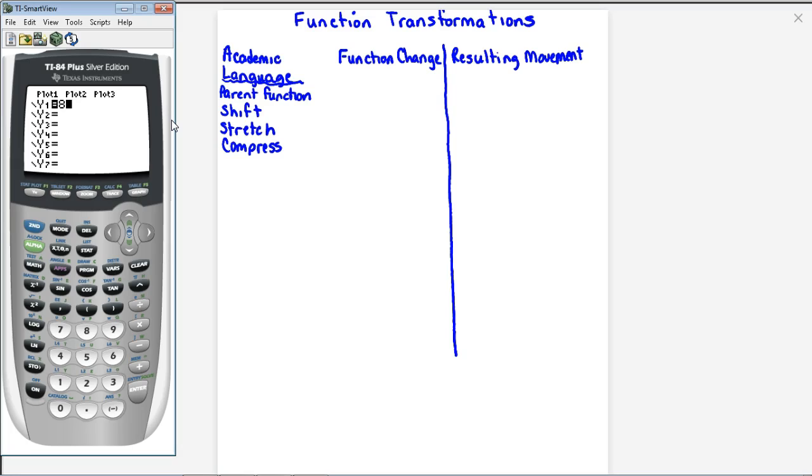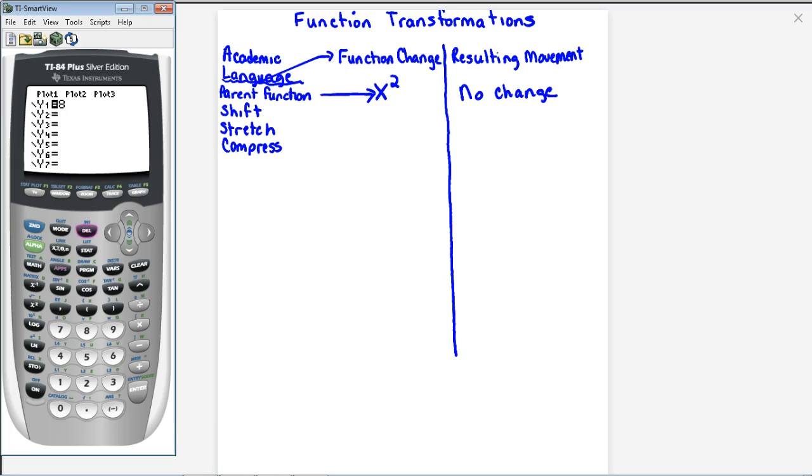And the first thing we're going to put in our table under function change, let's play around with our parent function for the quadratic, which is just x squared. And this is our beginning, so over here we're going to put no change. Okay, nothing's happening right now. It's just our parent function, right? The parent function is just what it looks like without any other numbers or variables, just x squared. That's going to be our basic parabola.